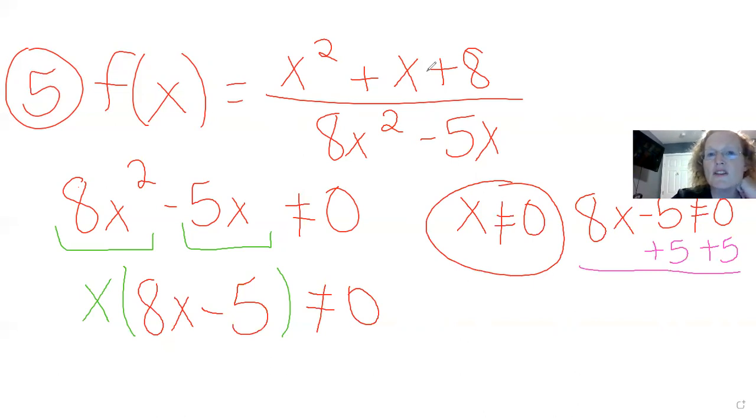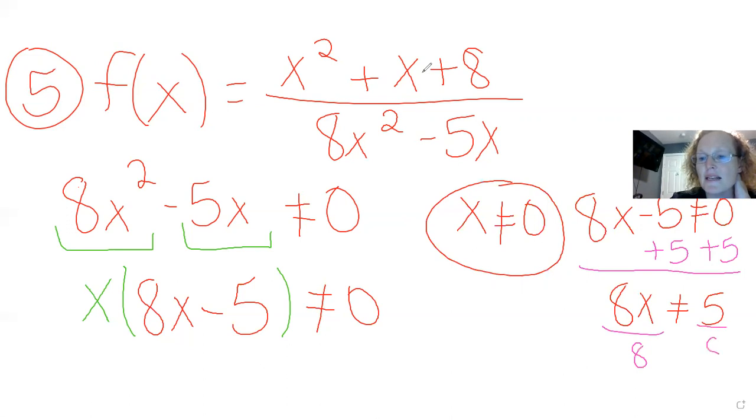All right, so we've got to add 5 to both sides. So that tells me 8x cannot equal 5. And then we have to come in and divide by 8. And I'm running out of room, so I'm going to write it over here. So that tells me x cannot equal 5/8.